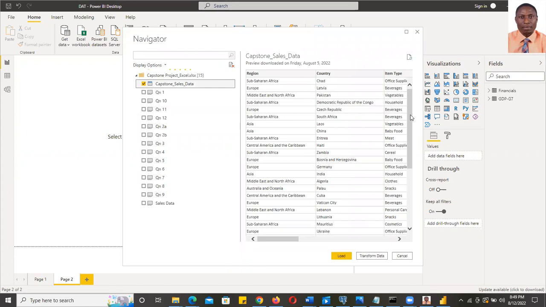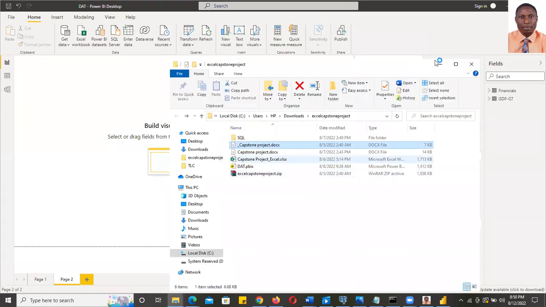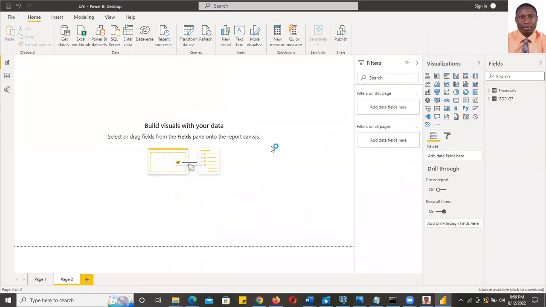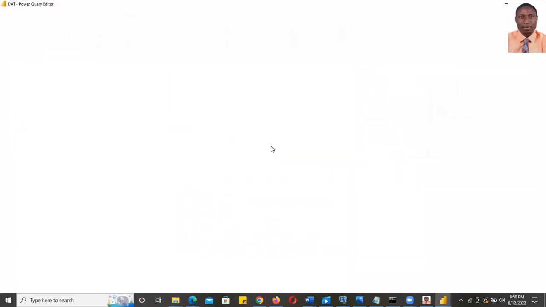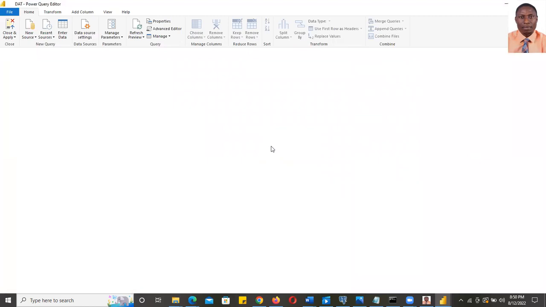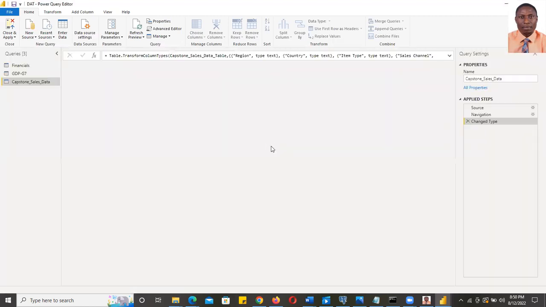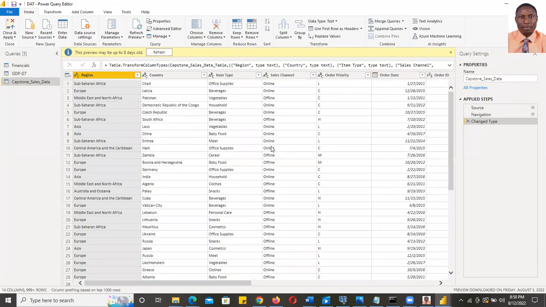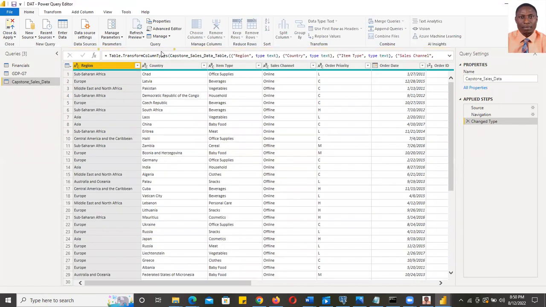So this is it. So if there's any need for us to clean our data, you have to click transform data. But if you know that your data is clean, that there's no need for you to clean your data, then you may not need to click on transform data.